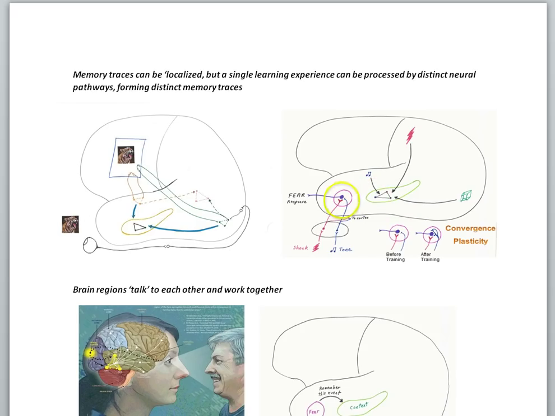We see this with the hippocampus and amygdala with the fear conditioning situation. At the same time, the hippocampus is making a memory trace of the context, the whole episode. The amygdala is making a memory trace of the specific association between the tone and the shock.